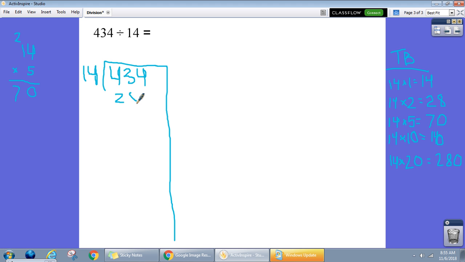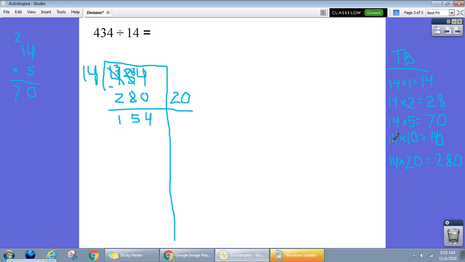So now I can take out 280. How did I get 280? By 14 times 20. 20 groups of 14 is what I'm taking out right now. 4 minus 0 is 4. 13. This becomes a 3. 13 minus 8 is 5. 3 minus 2 is 1. So now I have 154 left to take out.